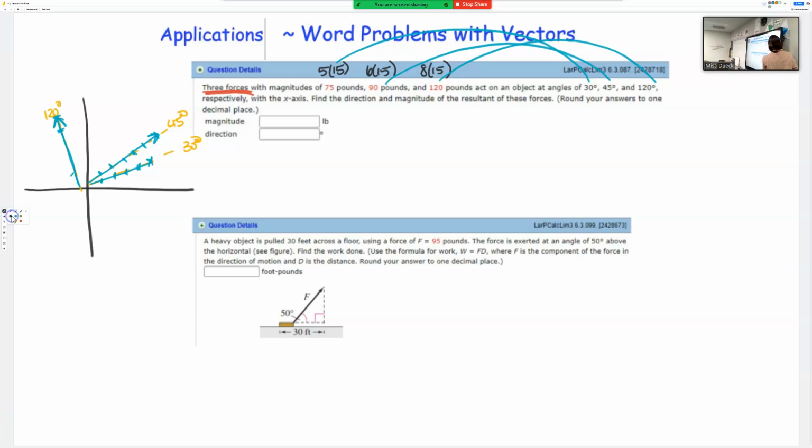But I need to add all these guys together. I need to add this guy together with this guy together with this guy. And Noah, do you remember what you said yesterday? How do I actually add vectors together? What do I need to do?